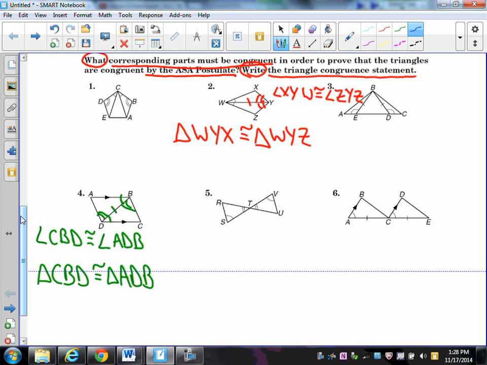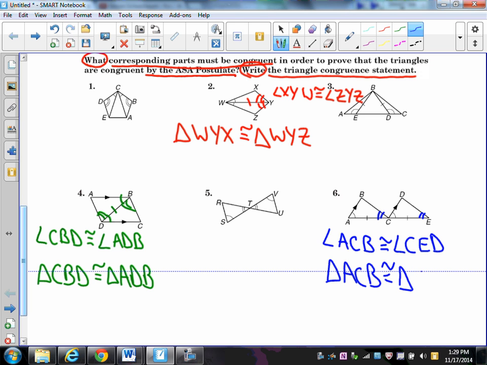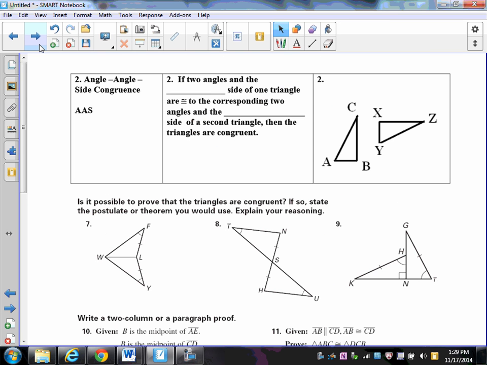So for number 6, again, we're given an angle and a side, so we need the other angle. That would make our side included. So we would say angle ACB has to be congruent to angle CED. And again, we can just write the triangle with the same ordering of the letters. We see when we do that, ACB is one angle mark, two angle marks, no angle marks. CED is the same thing. One angle mark, two angle marks, no angle mark. Let's go to the back side now.